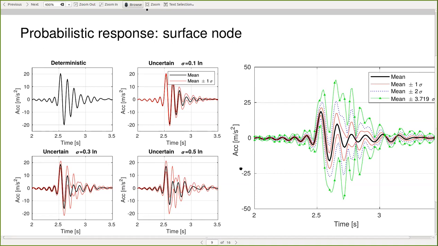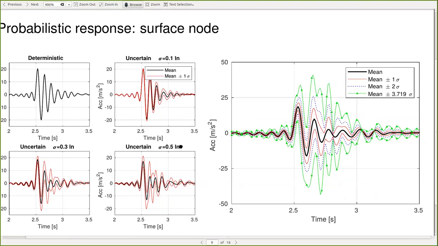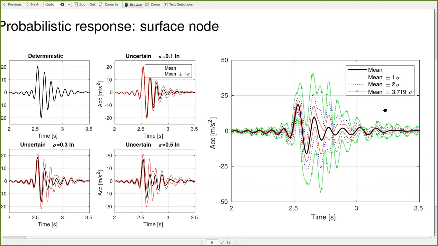And in some applications, you not only care about plus or minus 1 sigma. You might also care about going even closer to the tail of the distribution. For example, here we are showing you the mean and the mean plus or minus 1 sigma, 2 sigma, and 3.719 sigma. The value of 3.719 sigma corresponds to a probability of 10 to the minus 4.